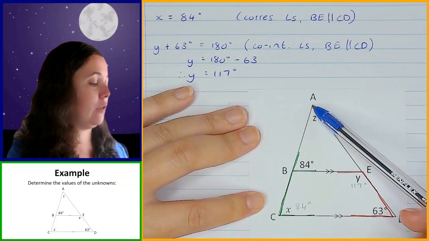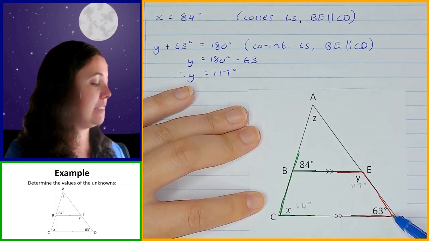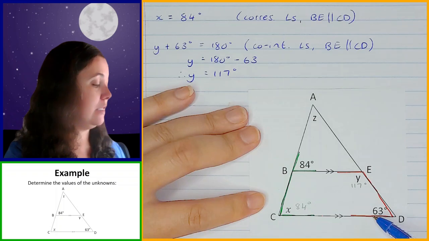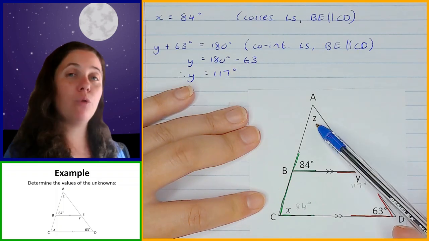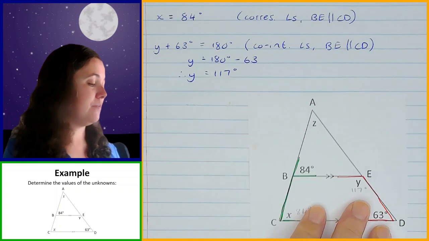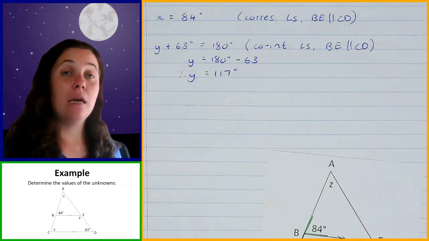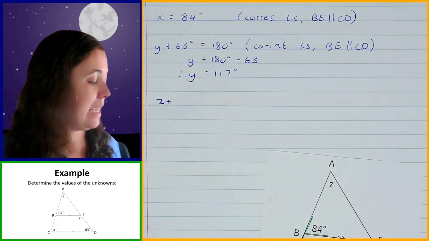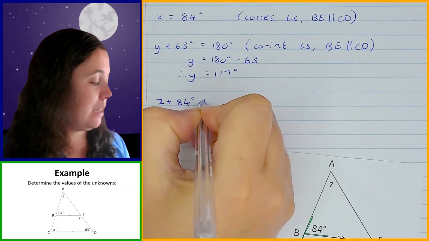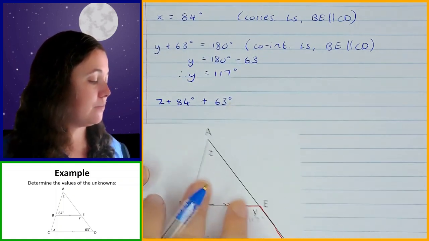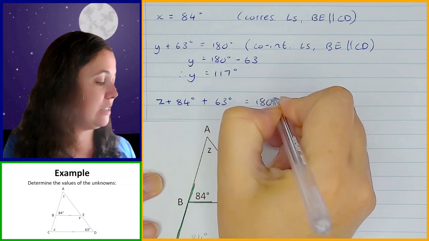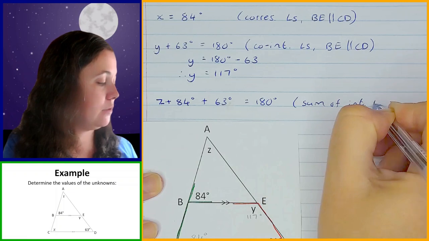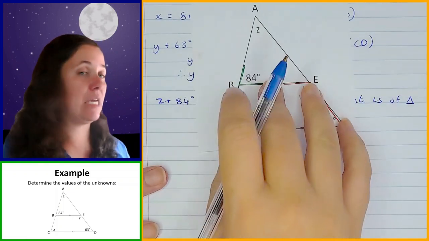Let's have a look at our other triangle, ACD. Now, if you look at triangle ACD, I have angle C, which is 84 degrees. I have angle D, which is 63 degrees, and so now I can work out z at angle A. The interior angles of the triangle say that all the angles must add up to 180 degrees, so I can say z plus 84 degrees plus 63 degrees all adds up to 180 degrees, and my reason is the sum of the interior angles of a triangle, and now I have to say, which triangle am I talking about?